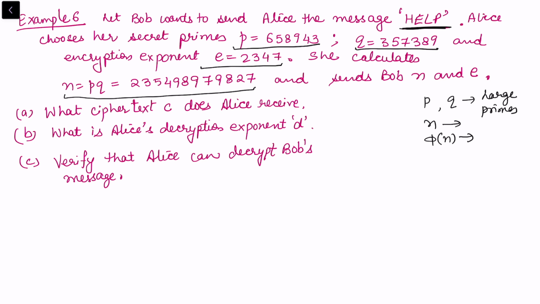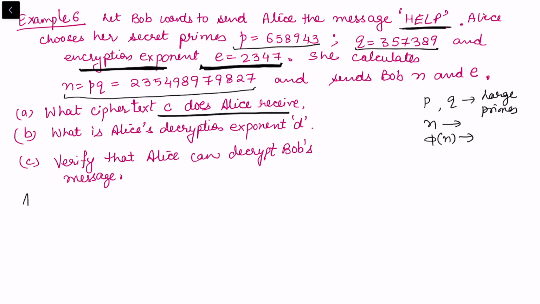All these quantities, all these integers that are selected, are random integers. Even this encryption exponent, we said that this has to be an odd integer. So this is why random numbers come into the picture of cryptography. But just for the purpose of understanding, I'm using some of the data that I've calculated from a program. What ciphertext C does Alice receive?